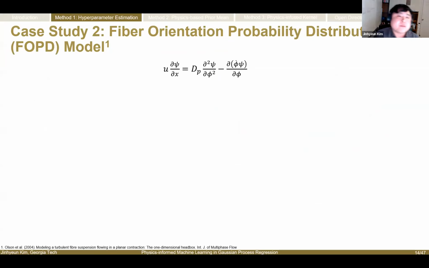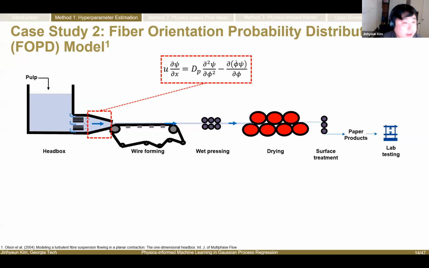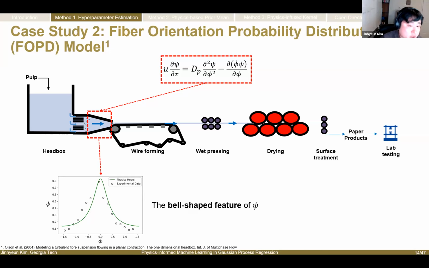Second case study is a fiber orientation probability distribution model, which is derived from the convection dispersion equation. Here, psi is the fiber orientation distribution, which is a function of position x and the angular displacement phi. U is the fluid velocity, and p is the dispersion coefficient. This is popular in the headbox system of the paper machine, where fiber is uniformly distributed at the headbox inlet. However, through the contracting geometry, it is aligned to the center line. It is known that it follows the bell-shaped feature of the fiber orientation.